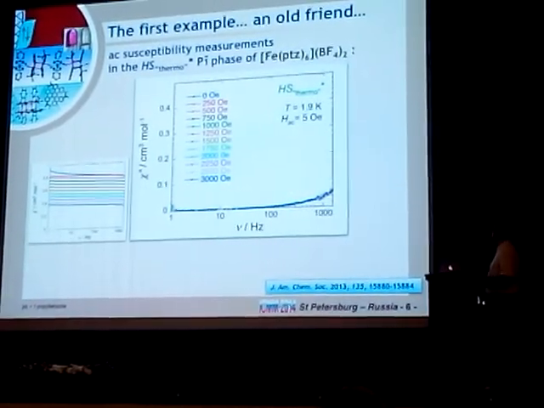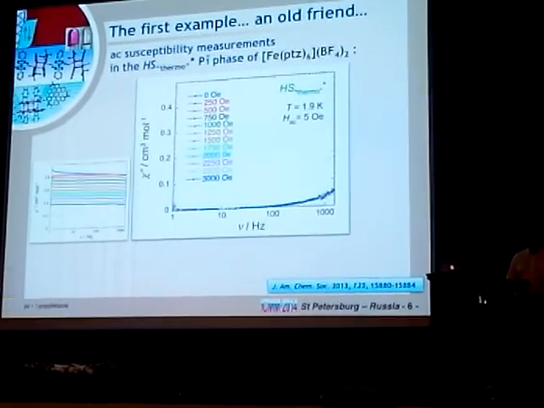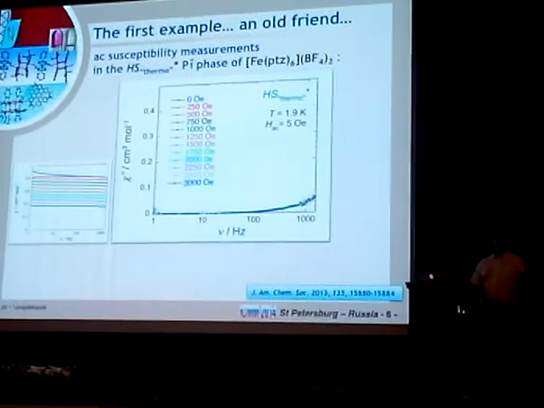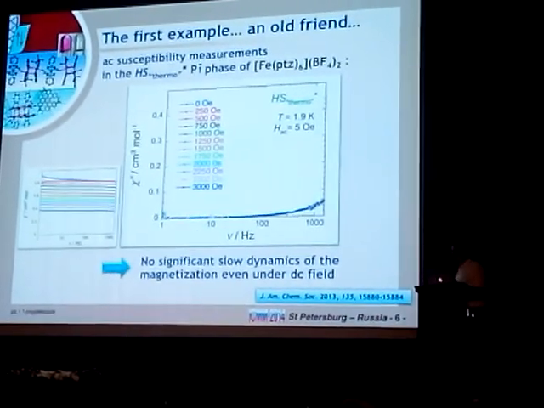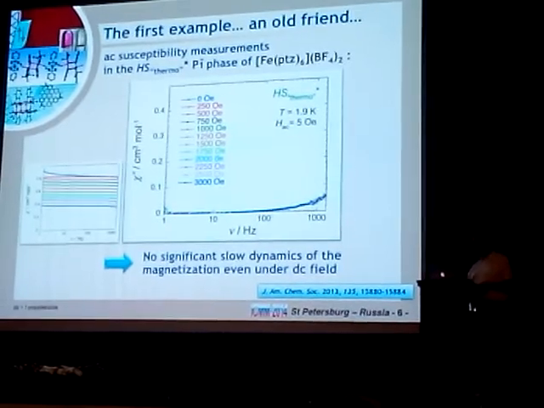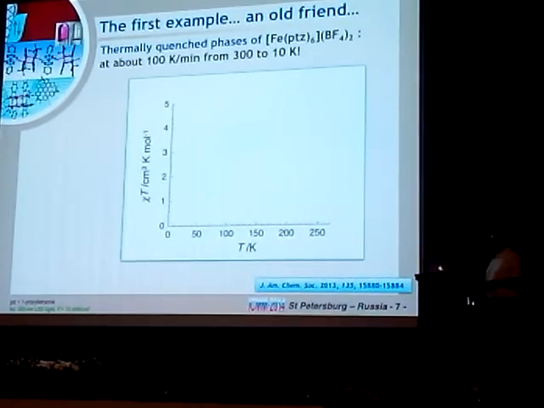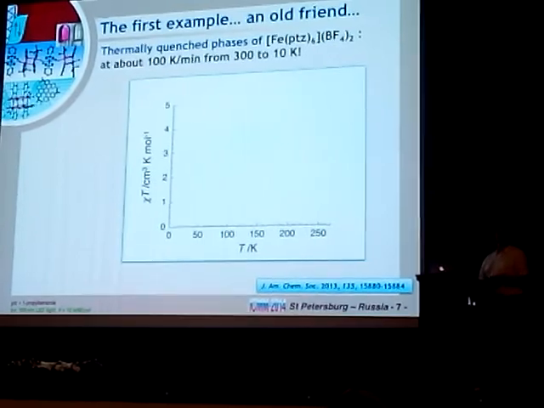You see just a small increase that is completely independent of the field. So at first look, you don't observe any slow relaxation within the experimental windows that you have. That was disappointing. But if you look at the literature a little more, you realize that this compound is absolutely gorgeous, because you can create different phases depending on the thermal history of the compound.